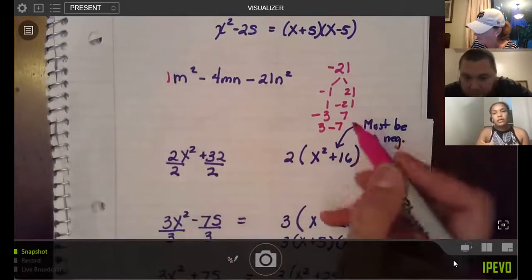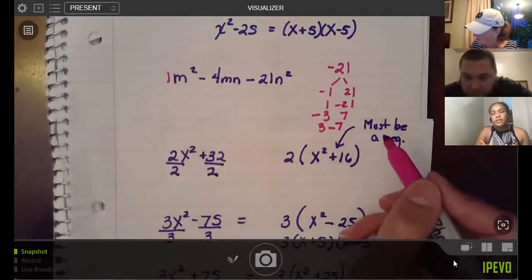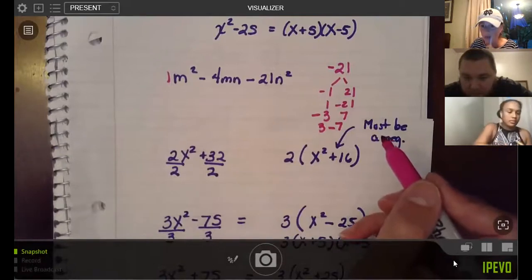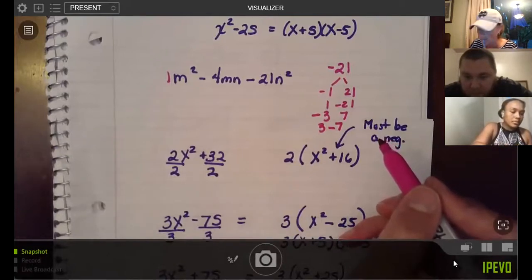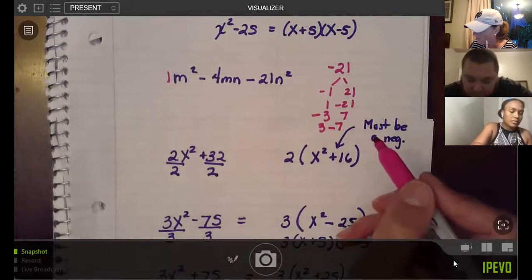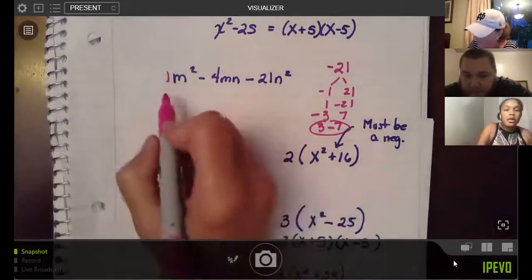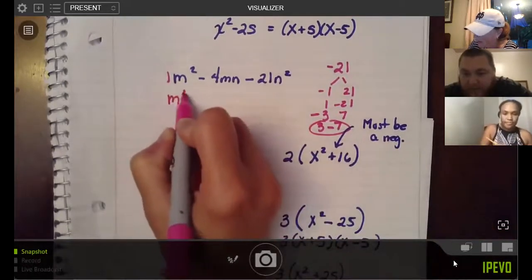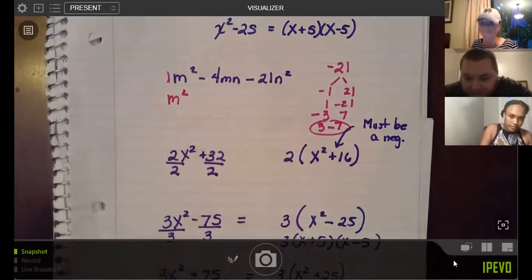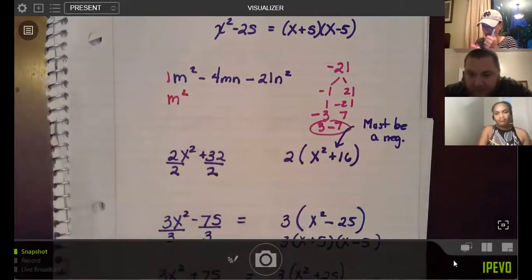Negative 7 and 3 add up to negative 4. Does that make sense? Yeah, because if you just look at it like an actual 3 minus 7, that's all you do on your calculator. Just go 3 minus 7.